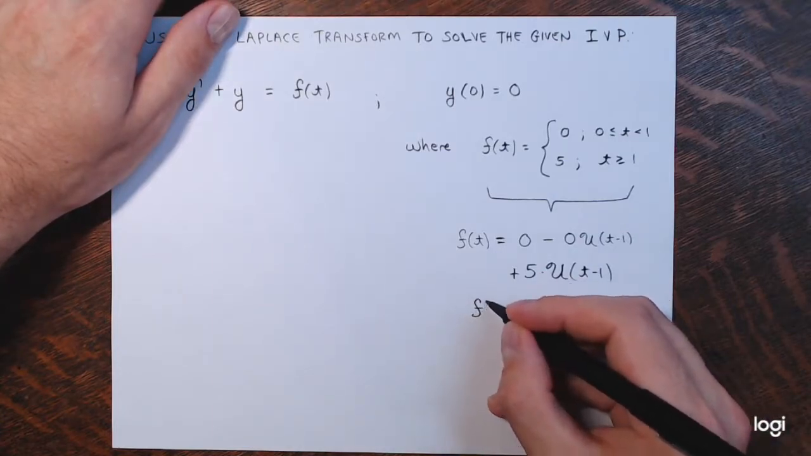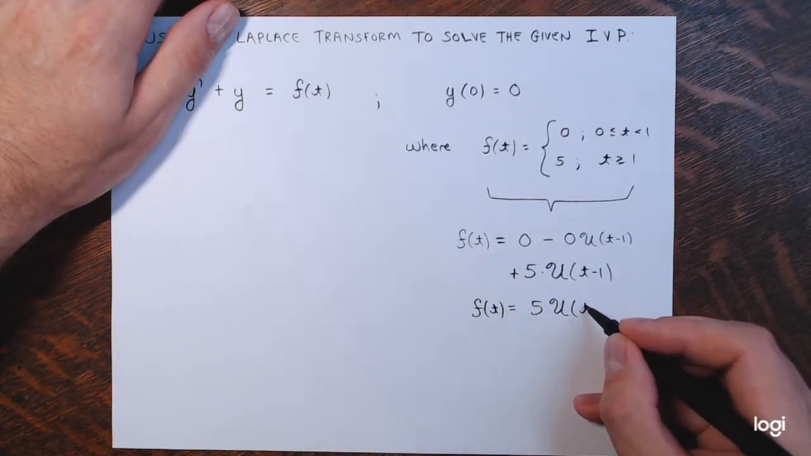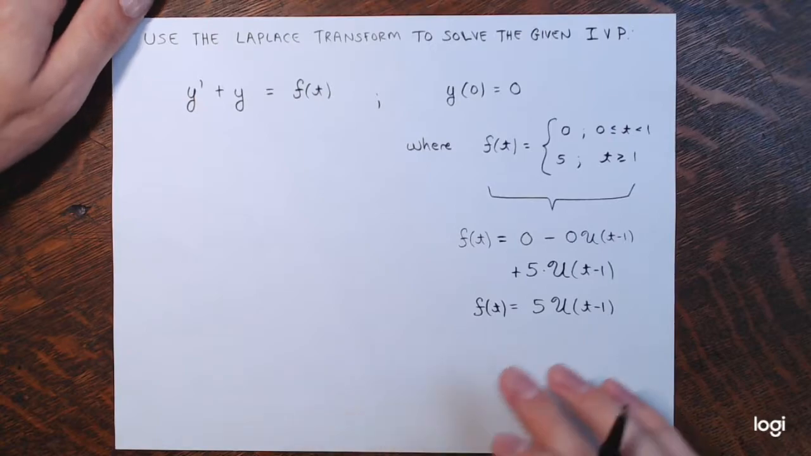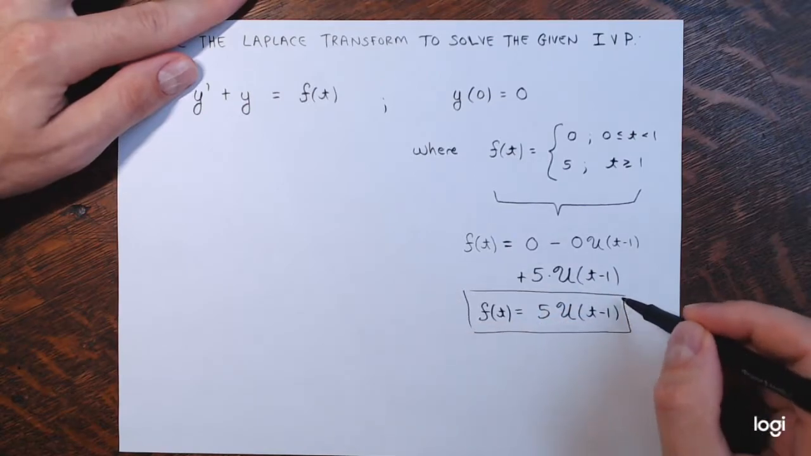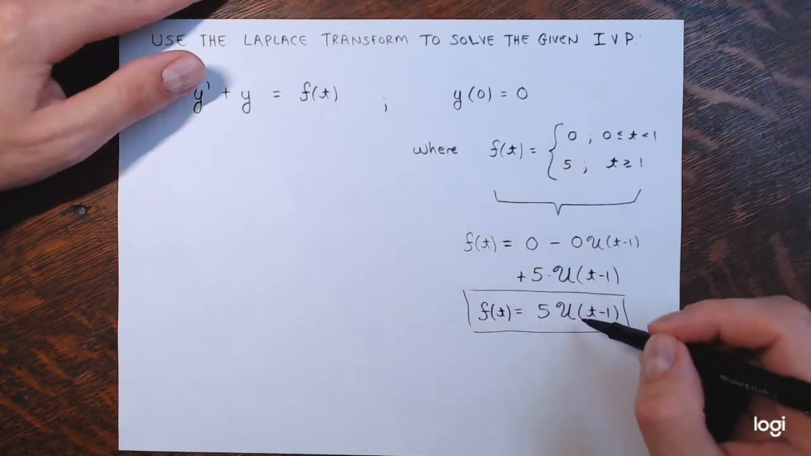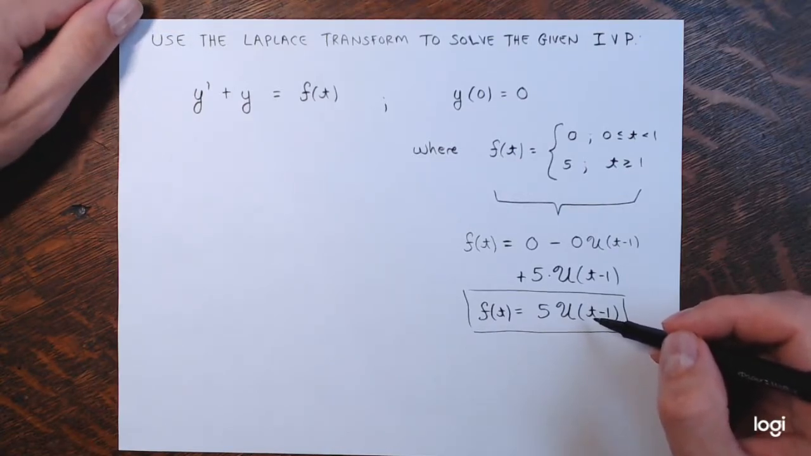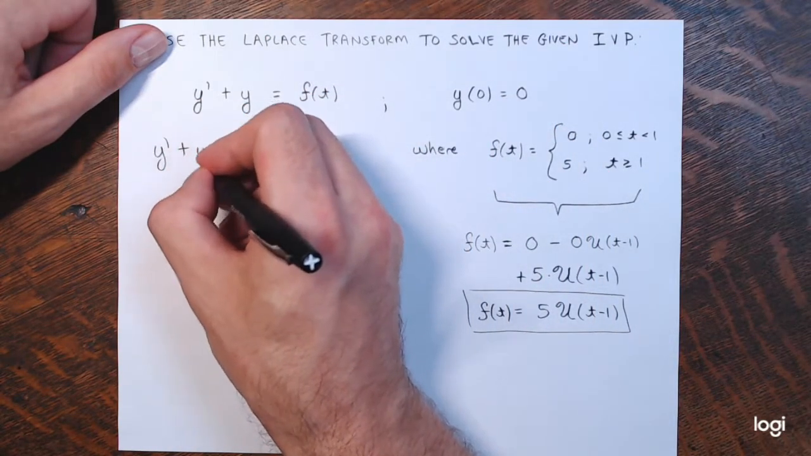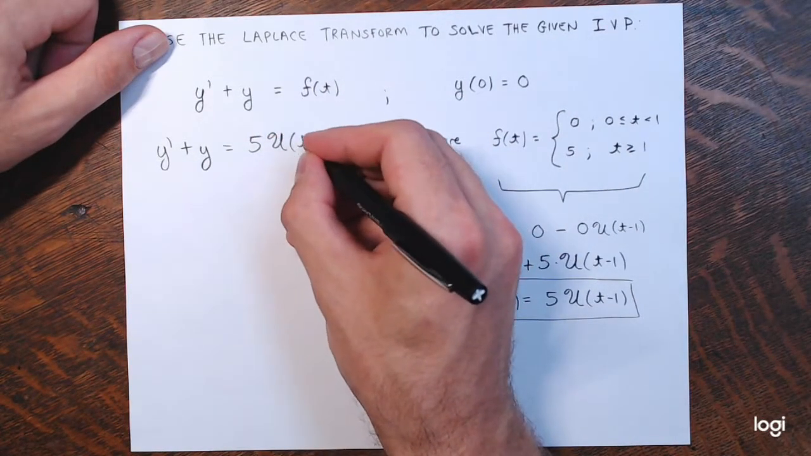All in all, f of t is simply 5 times the unit step function at t minus 1. So I'm going to replace f of t with this. The way it's written with the unit step function has exactly the same meaning, and exactly the same outputs, as our piecewise function. Only it can be written in one line, so that's most likely why the unit step function is used. It cuts down on writing. So I replace f of t, and y prime plus y equals 5 times the unit step function at t minus 1.